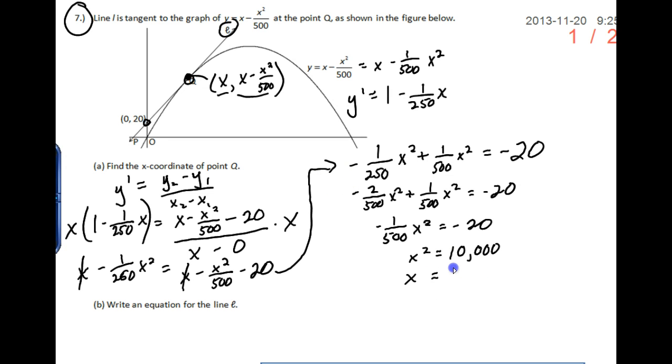So that means that x is 100. So that would be the x value of the point Q.